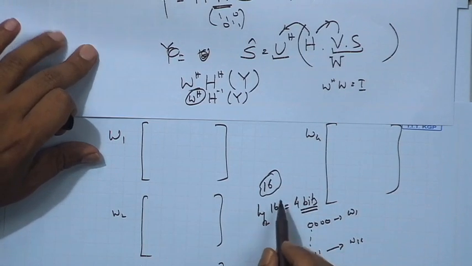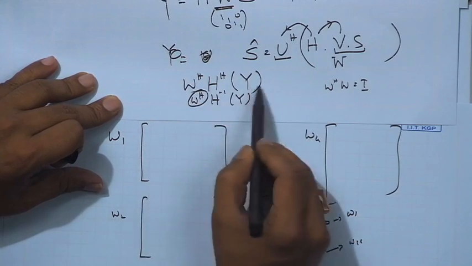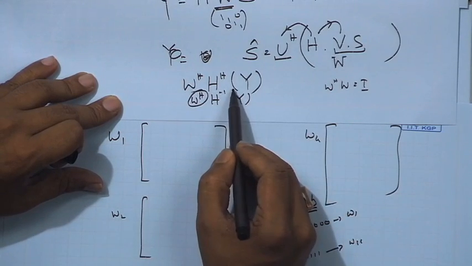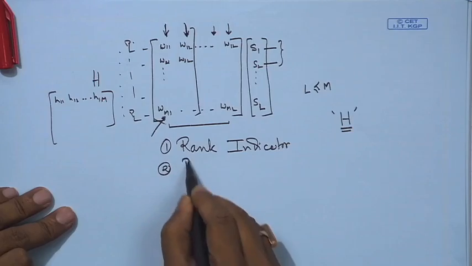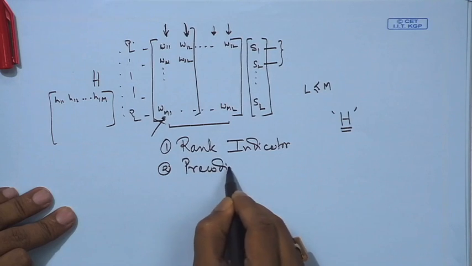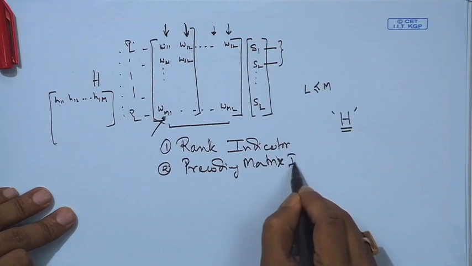So, the receiver has to find out which W is the best choice, because it can solve this equation and find out which W is the best, and it has to select and send it. So, this is known as the PMI indicator or a precoding matrix indicator. So, we have a rank indicator and a precoding matrix indicator.